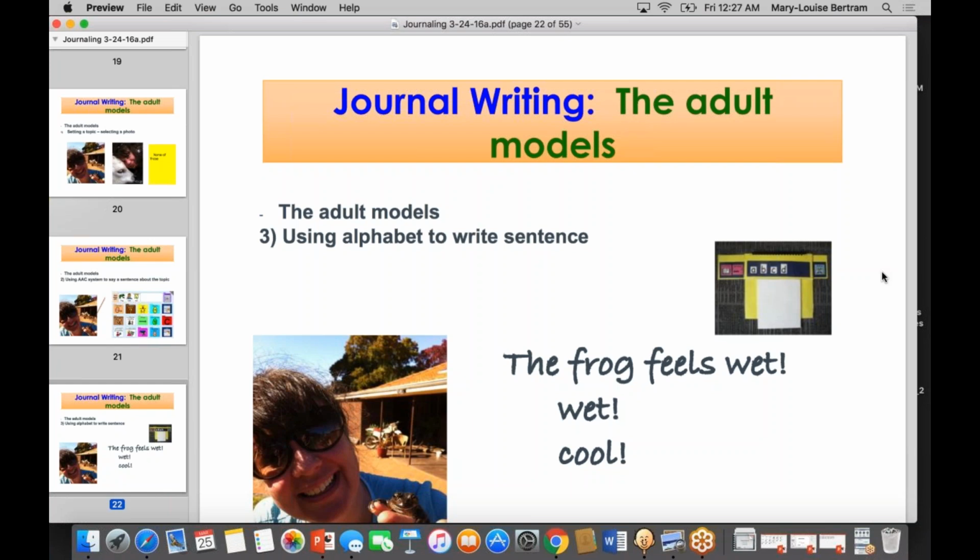So we have to remember that it's okay to be talking, getting the juices flowing, and be saying lots and lots of words and lots of sentences, but then writing very simple things.